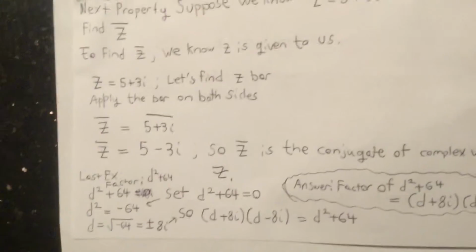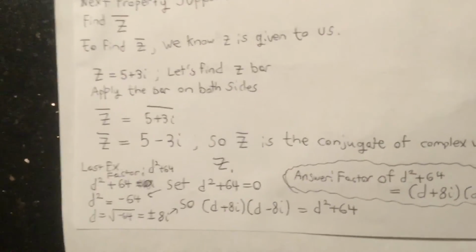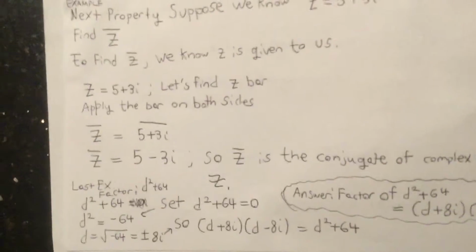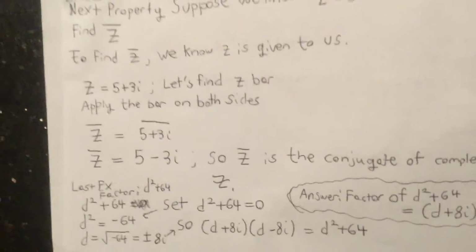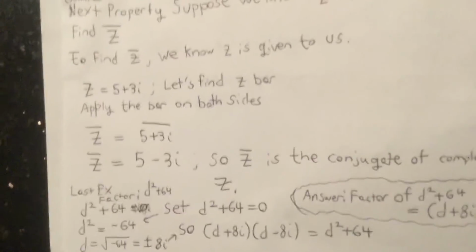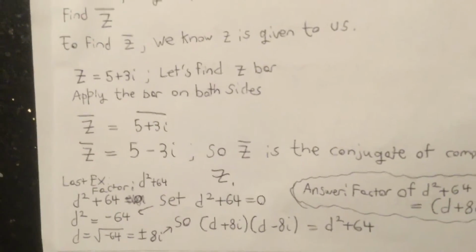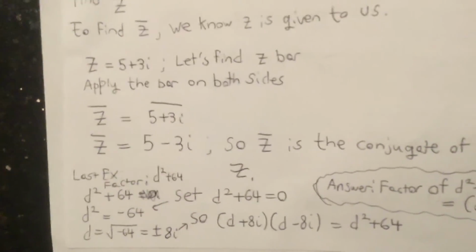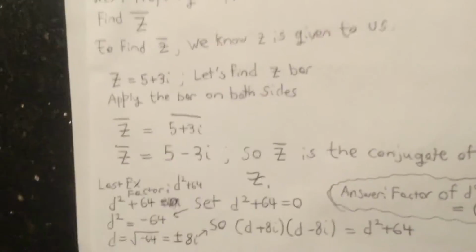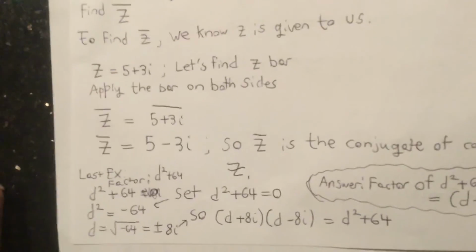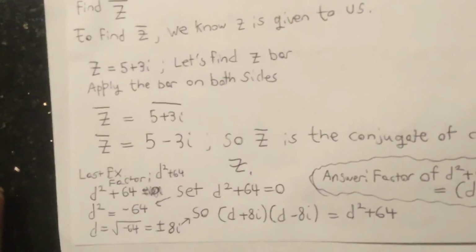Very last example. Let's factor d squared plus 64. Now, when we used to do factoring, we weren't able to factor out d squared plus 64. Let's try setting up an equation for that. Just set it equal to 0. You know, we're trying to find the zeros of d squared plus 64, so that's one of the ways I see of doing it. Other involves quadratic formula, but I prefer just setting up an equation.